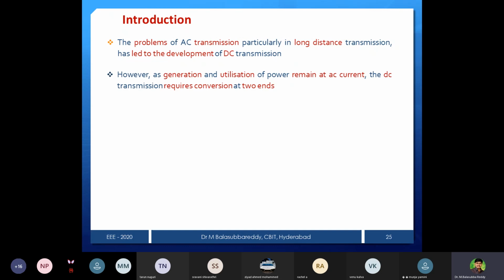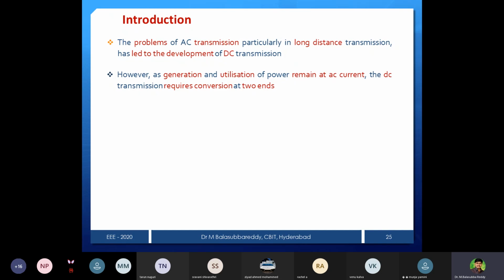However, generation and utilization of power remain at AC. Whatever consumption is there, we are using AC only. That's the reason one factor is that the cost of DC transmission is more for lower distances. That is one problem in DC transmission, because we need to convert to DC and then convert back to AC.